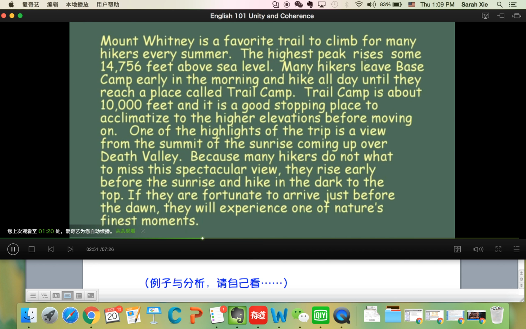Mount Whitney is a favorable trail to climb for many hikers every summer. The highest peak rises some 14,756 feet above sea level. Many hikers leave base camp early in the morning and hike all day until they reach a place called trail camp. Trail camp is about 10,000 feet, and it is a good stopping place to acclimatize to the higher elevations before moving on. One of the highlights of the trip is a view from the summit of the sunrise coming up over Death Valley. Because many hikers do not want to miss this spectacular view, they rise early before the sunrise and hike in the dark to the top. If they are fortunate to arrive just before the dawn, they will experience one of nature's finest moments.